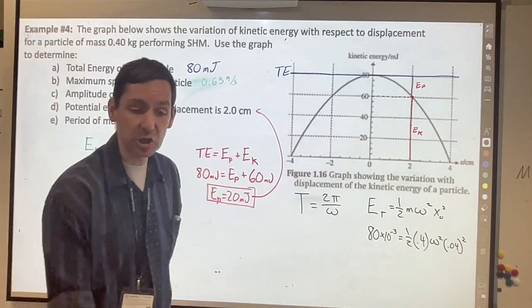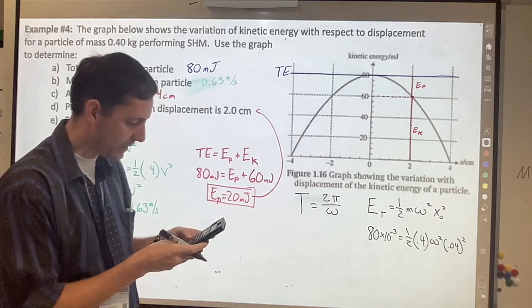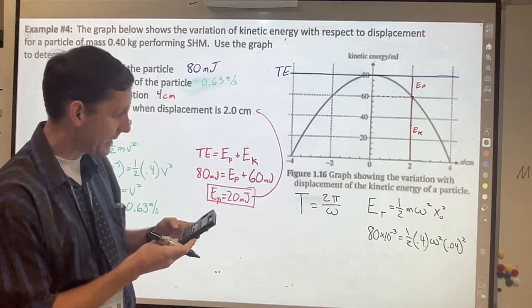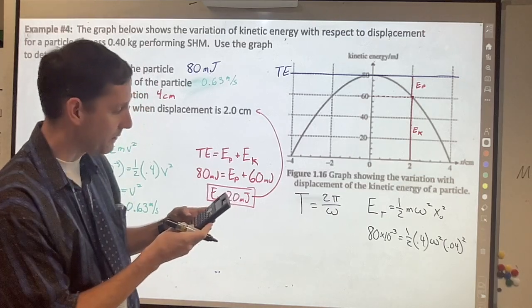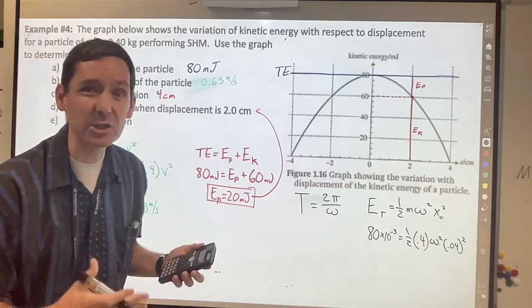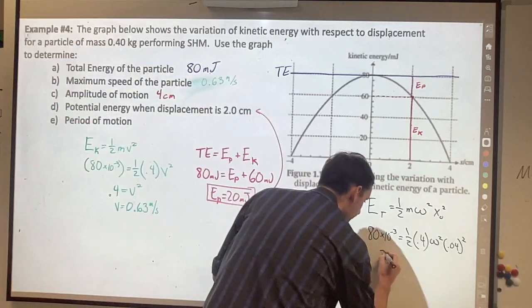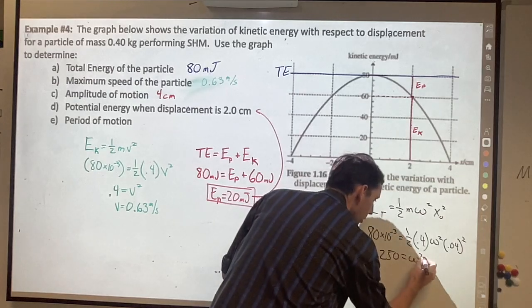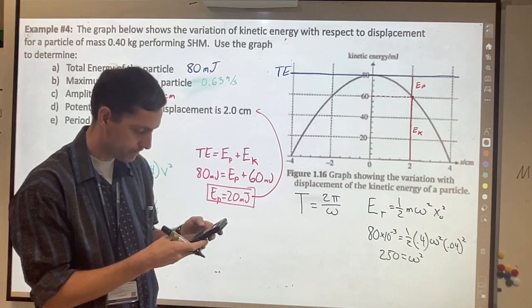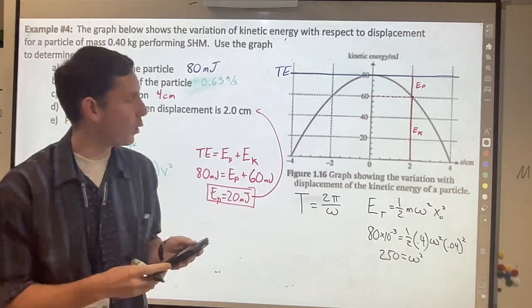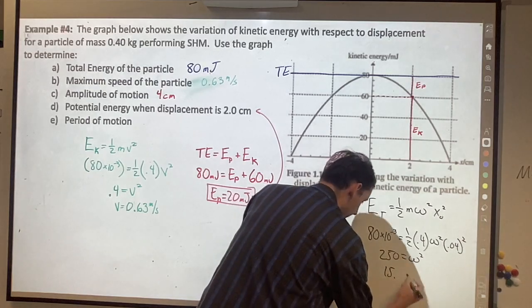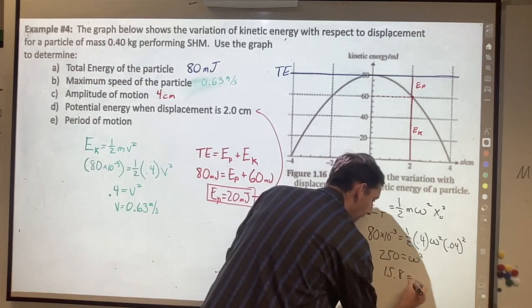And so now I should be able to solve for omega. I'm going to take that 80 e to the negative 3, divide it by 0.5, divide it by 0.4, and then divide it by 0.04 squared. I do all of that and I get 250. So 250 is equal to omega squared. Now I just square root it, and I get 15.8. Again, I'm working, so I'm going to go ahead and write down 15.81, but 15.8 is fine.